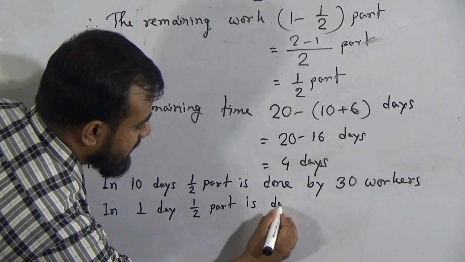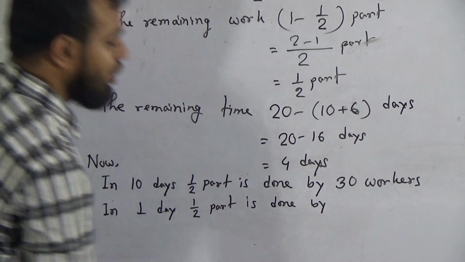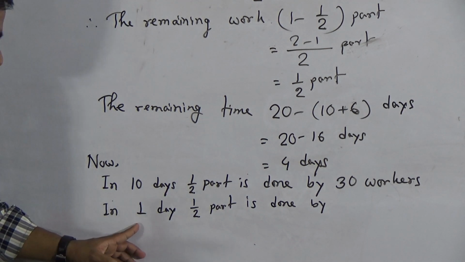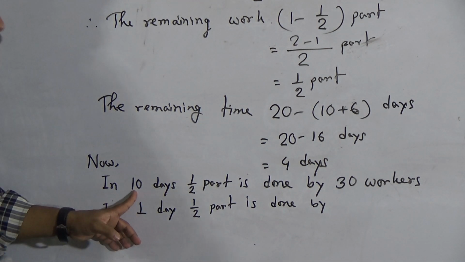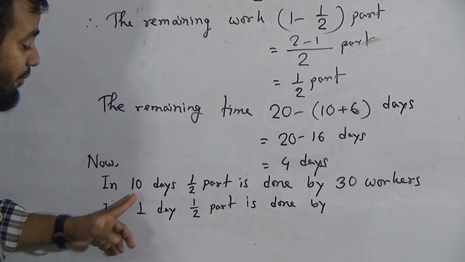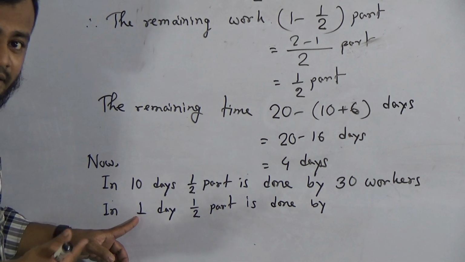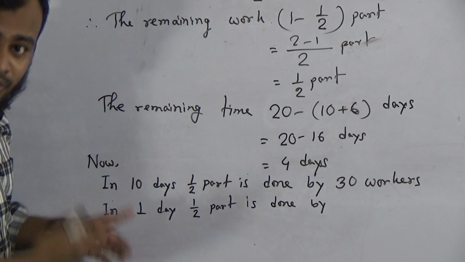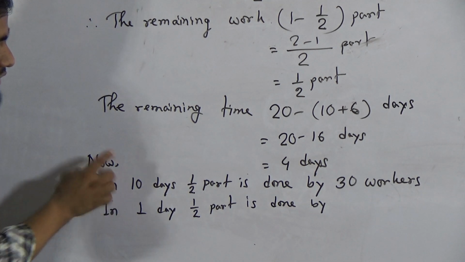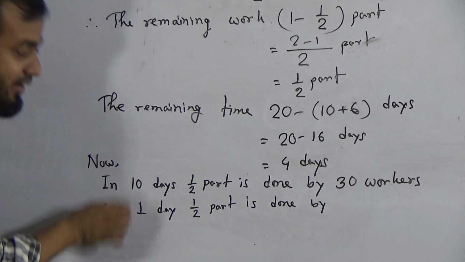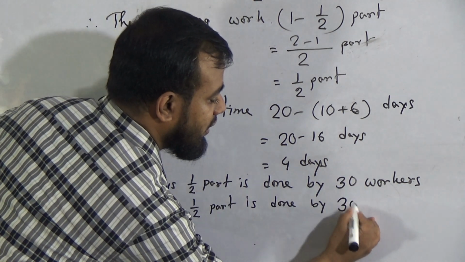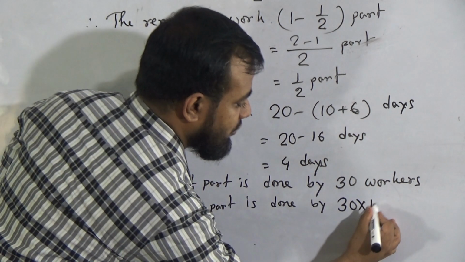Look, my dear students, it is a very important line to understand. In 10 days, how many workers are needed? 30 workers are needed. If we wish to complete this in only 1 day, then the number of workers will be increased. This means that if the number of days is decreased, then the number of workers will be increased. So that's why it will be multiplied: 30 multiplied by 10 workers.